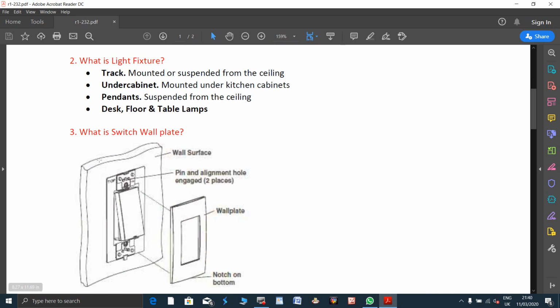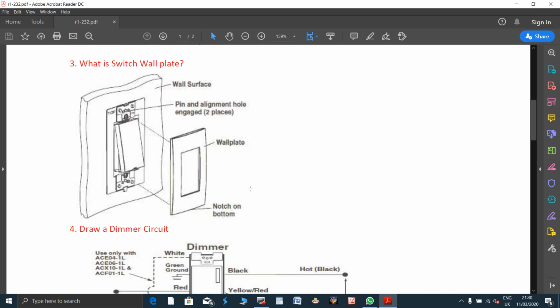Next, what is the switch wall plate? You must have seen this in your home. This is the wall surface, and you have pins and screws to fix onto the wall, and this is the on-off switch, onto which you have a protection layer which is called wall plate. So roughly you can draw, when it's asked in the exam, a rough picture of this switch. You can write, for example, this as on and this as off, and this as a wall plate. Any 2 names along with the rough picture of this switch.